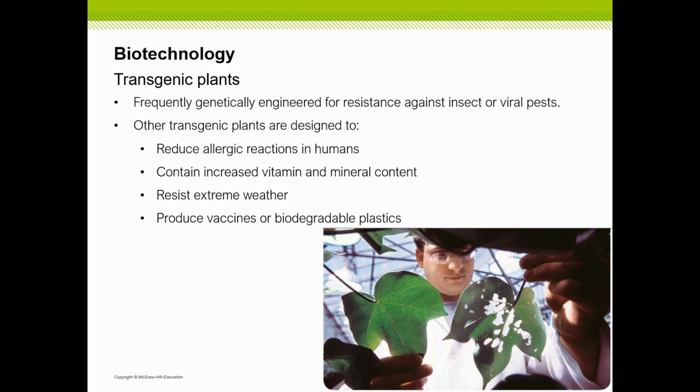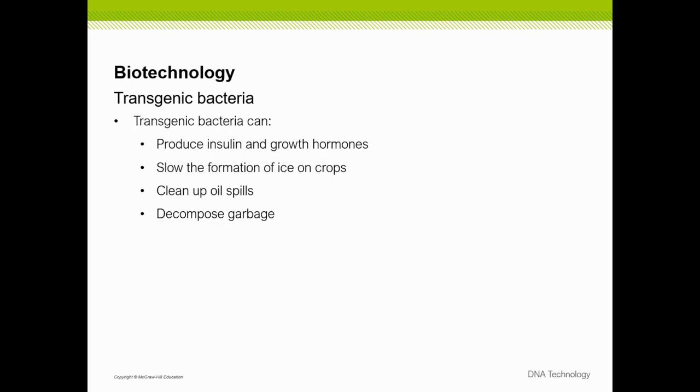We could have them increase vitamin and mineral content in our crops. We could have our crops be resistant to extreme weather. We could have them help produce vaccines or biodegradable plastics. For transgenic bacteria, we can design bacteria to produce insulin for diabetic patients. We could have them produce growth hormones.